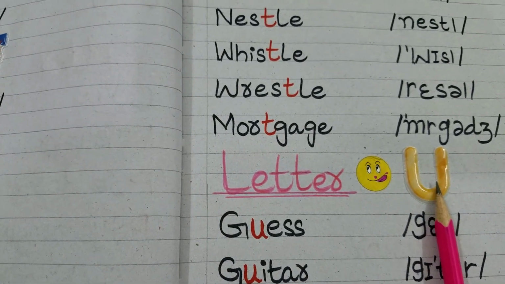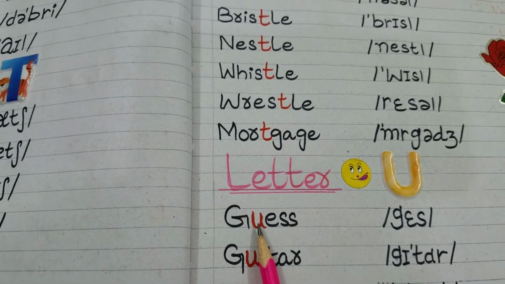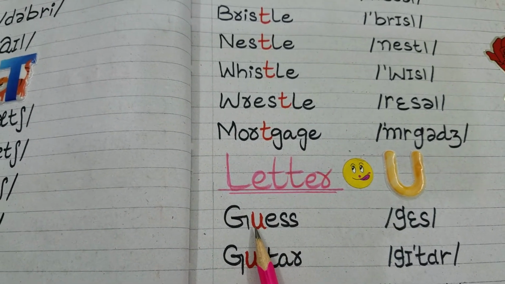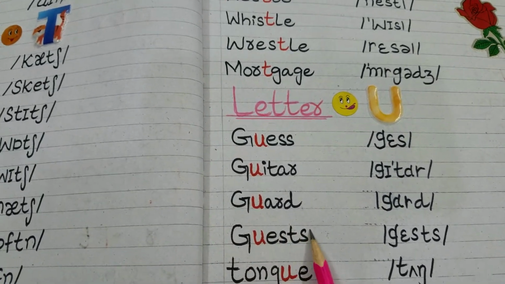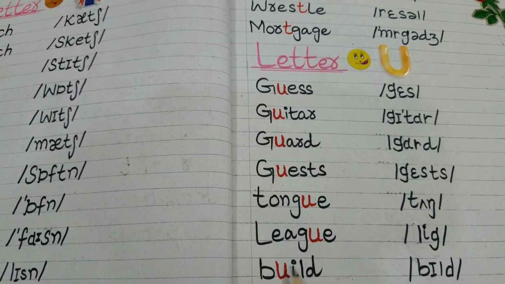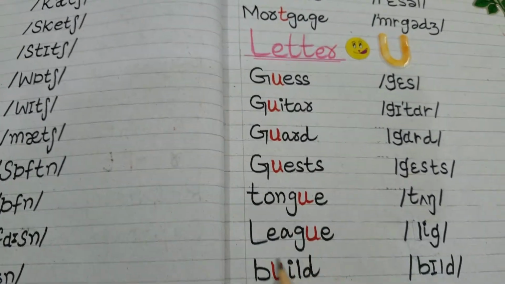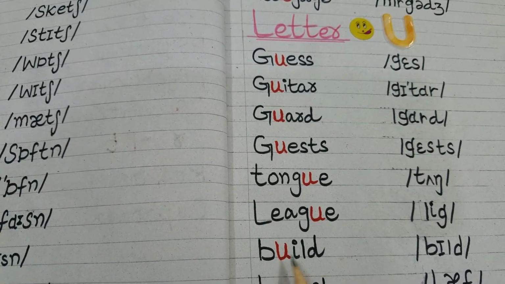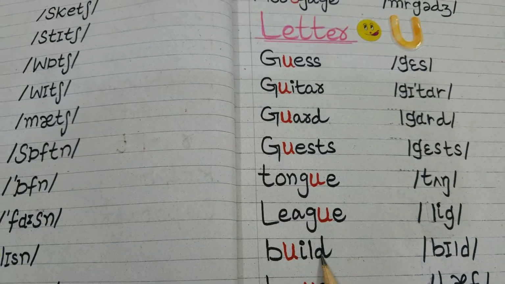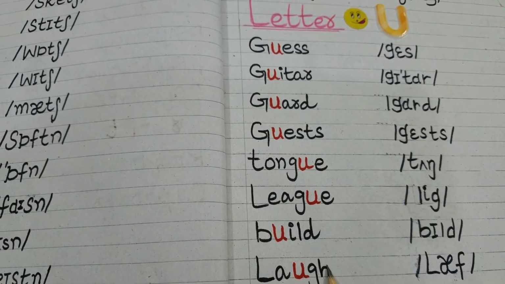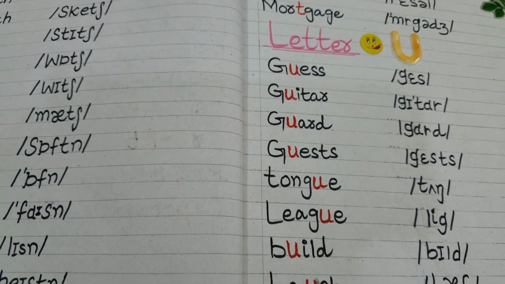Okay, now look at letter U. The rule of the silent letter U is, U is often silent after a G and before a vowel. Am I pronouncing the U in this? No, I do not pronounce U. U will be silent. I am pronouncing these words as guess, guitar, guard, guest, tongue, league, build, laugh. You don't pronounce U, U will be silent. You pronounce this word as build. Build. Guess, guitar, guard, guests, tongue, league, build, laugh.